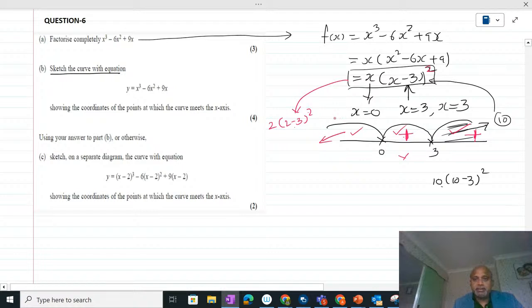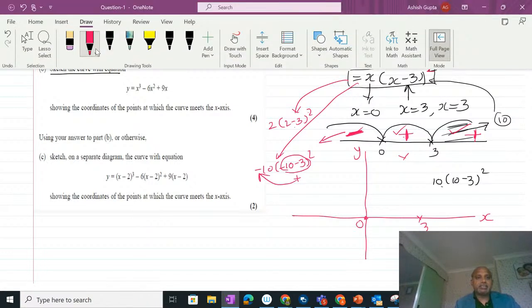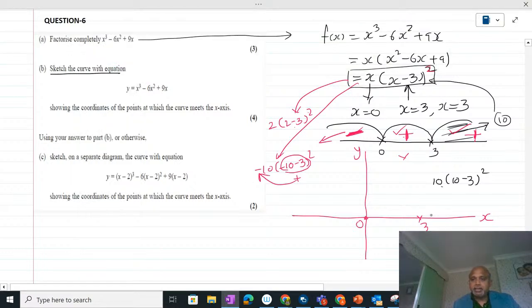Now, after 0, take any number. Let's take minus 10. If you put minus 10 here, it should be minus 10 times (minus 10 minus 3) square. The square will be positive, and positive times negative should be negative. So sketching is done. Write down 0 here, 3 here, x-axis, y-axis, and we can sketch now. After 3 it is positive, between 0 and 3 it is positive, so it will turn like this, and after 0 it is negative. This is the sketch of the curve, with a point at 3 and 0, and it passes through the origin 0 and 0.